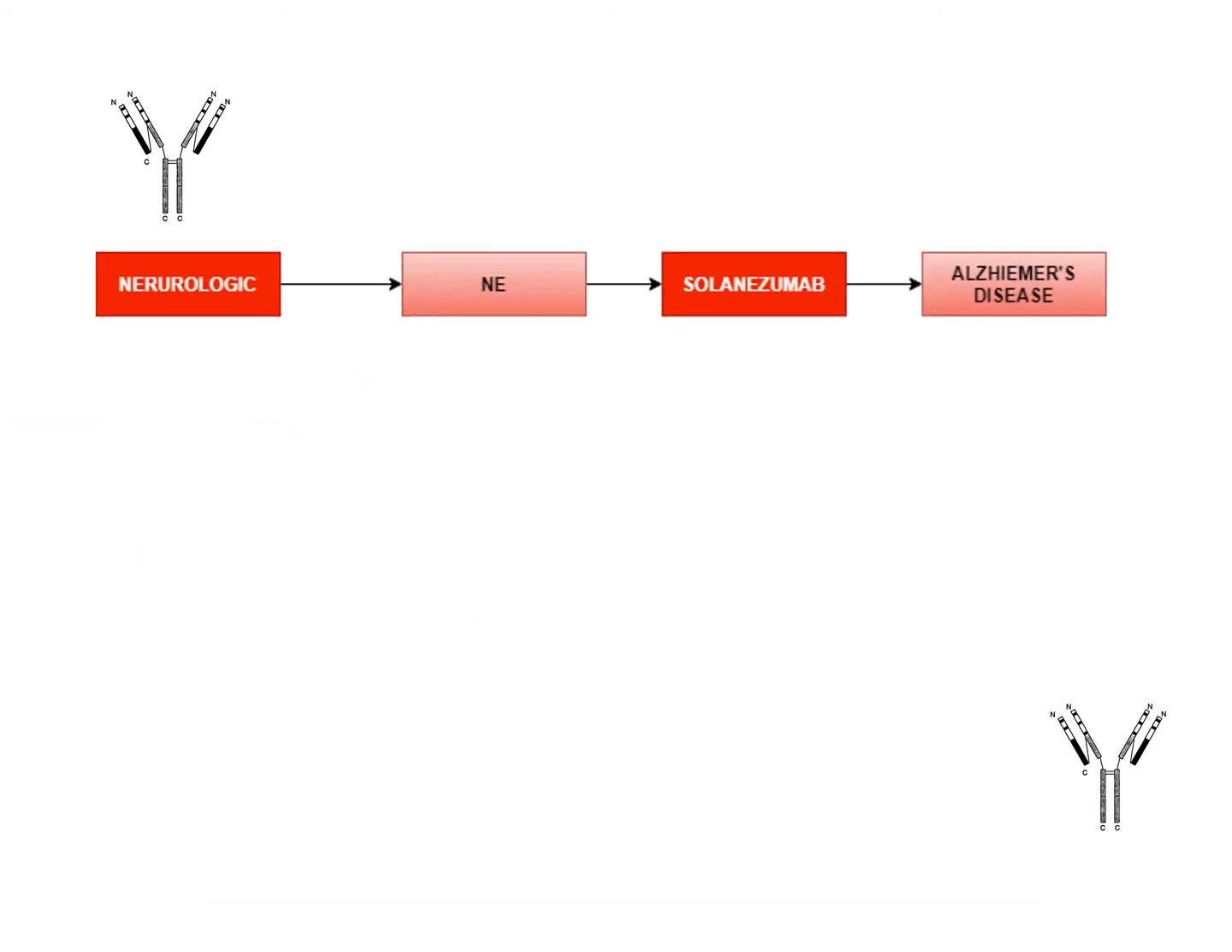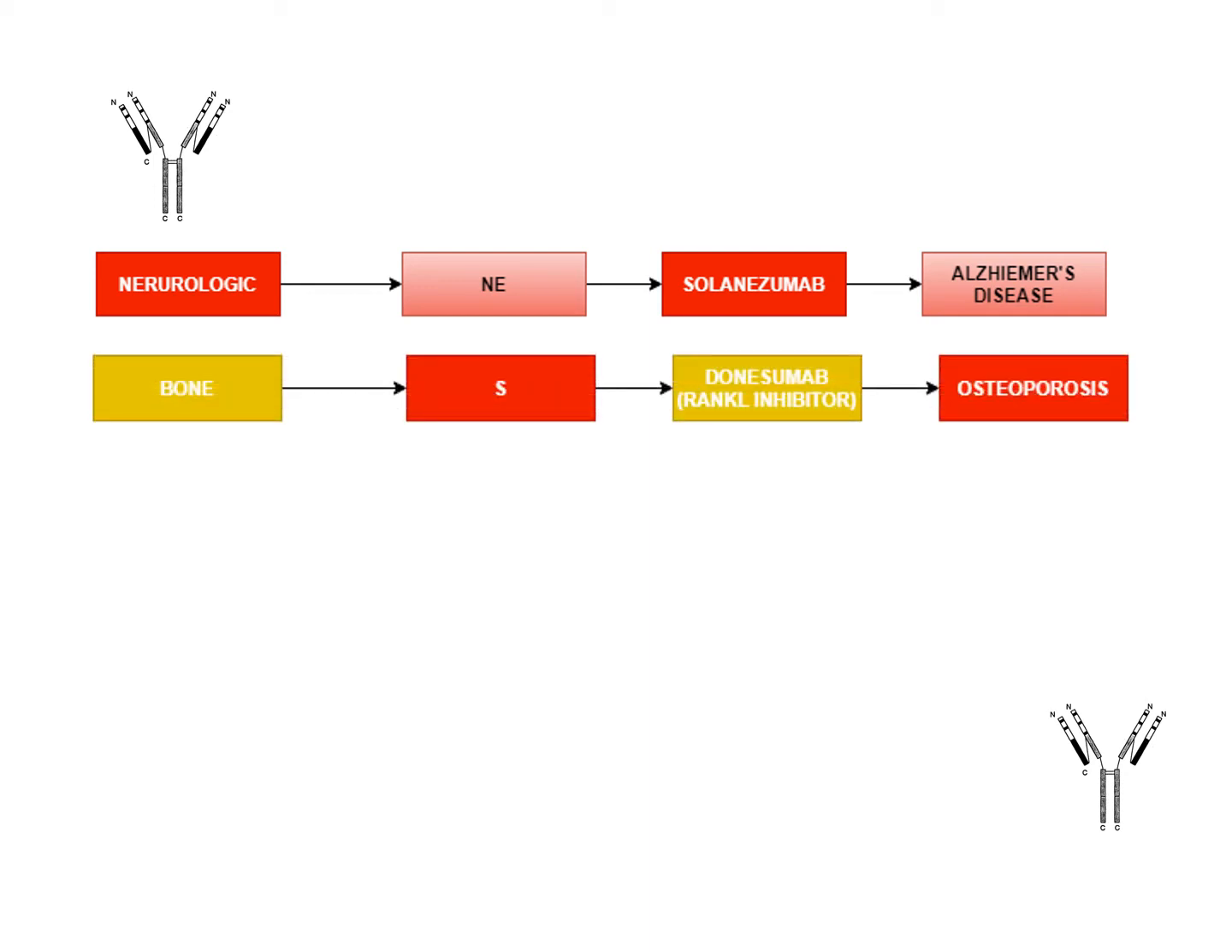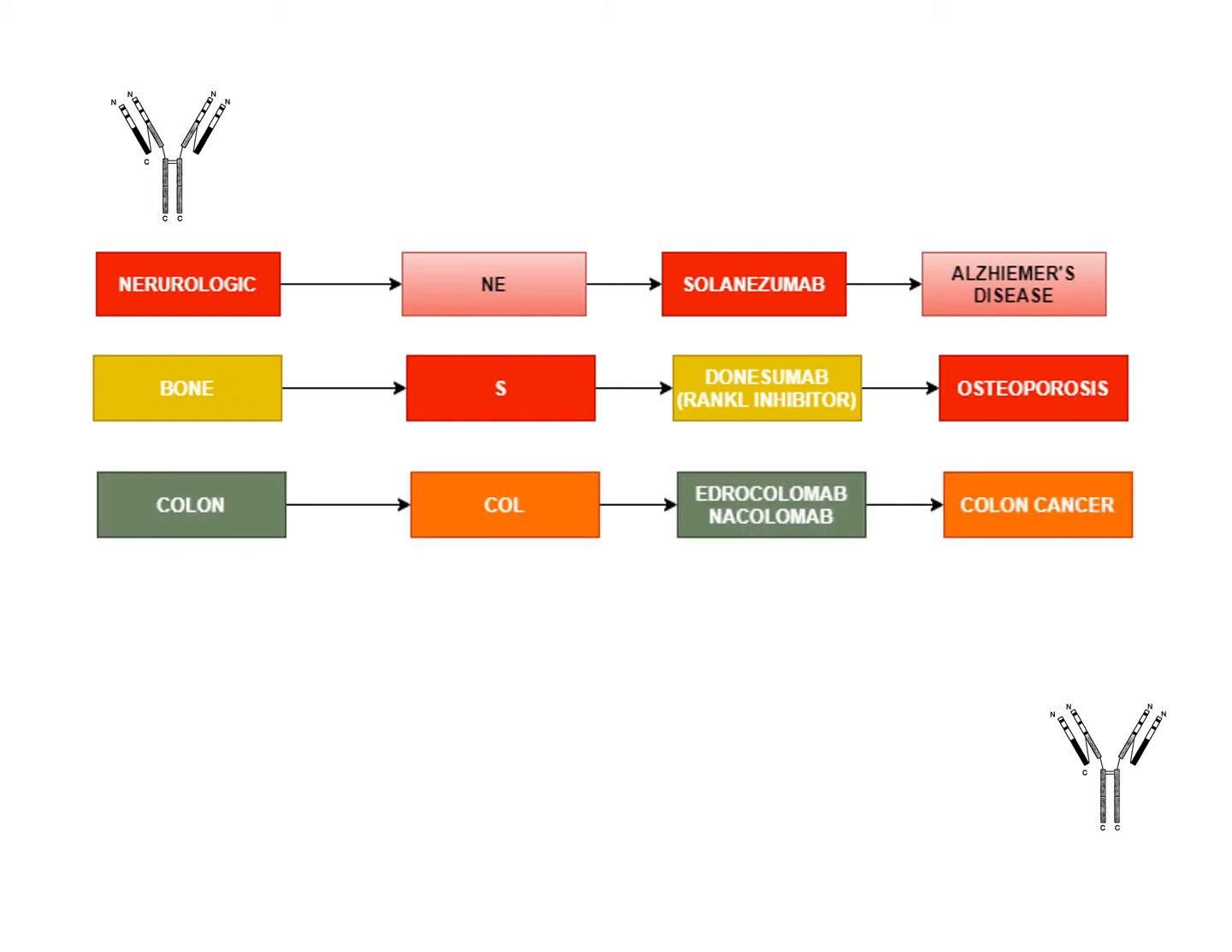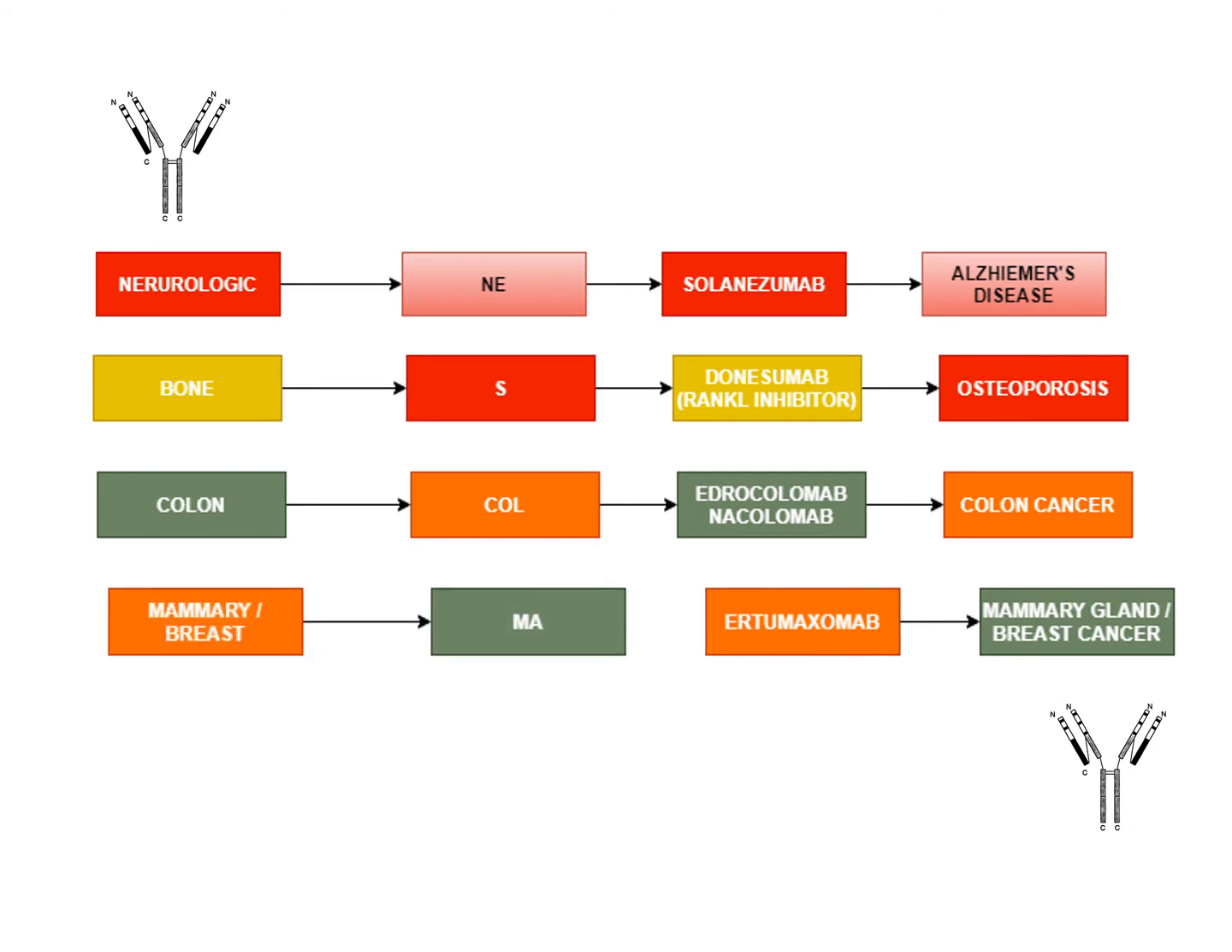Let us see another examples. Solanezumab contains NE, that is neurological, given for Alzheimer's disease. The next is denosumab, which is a RANK-L inhibitor given for treatment of osteoporosis, contains the letter S. Then for colon cancer, edrecolomab and nacolomab containing COL. Then for mammary glands, ertumaxomab contains MA, given for treatment of mammary gland or breast cancer.